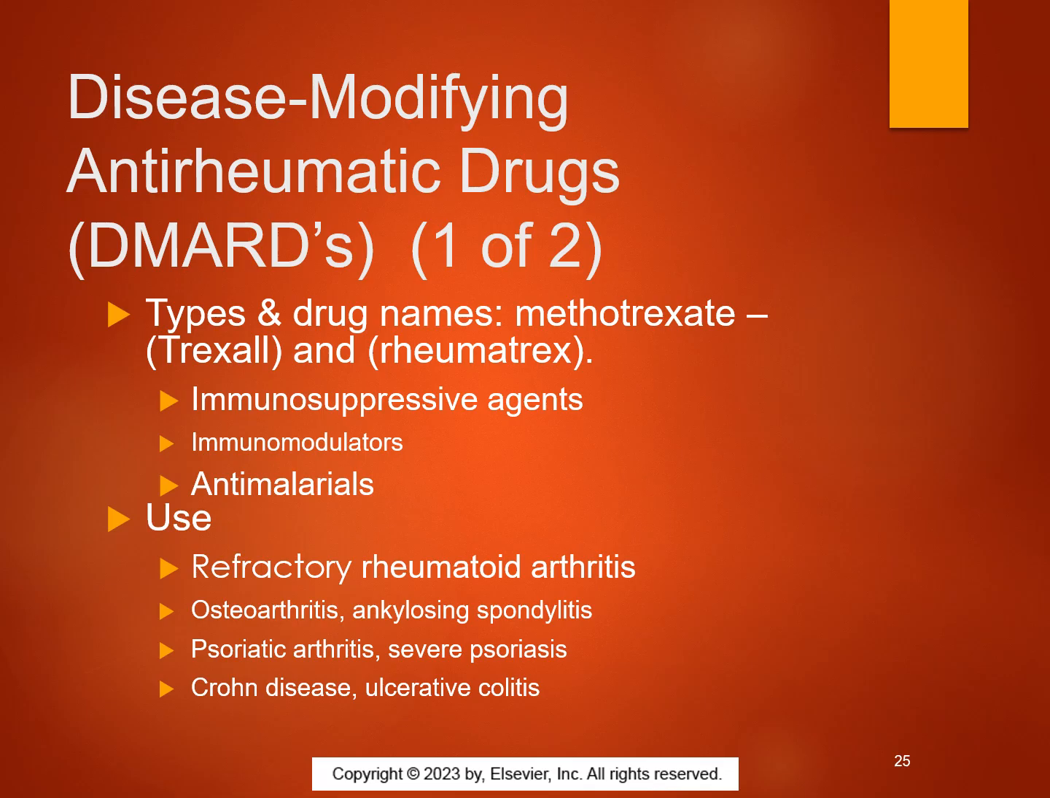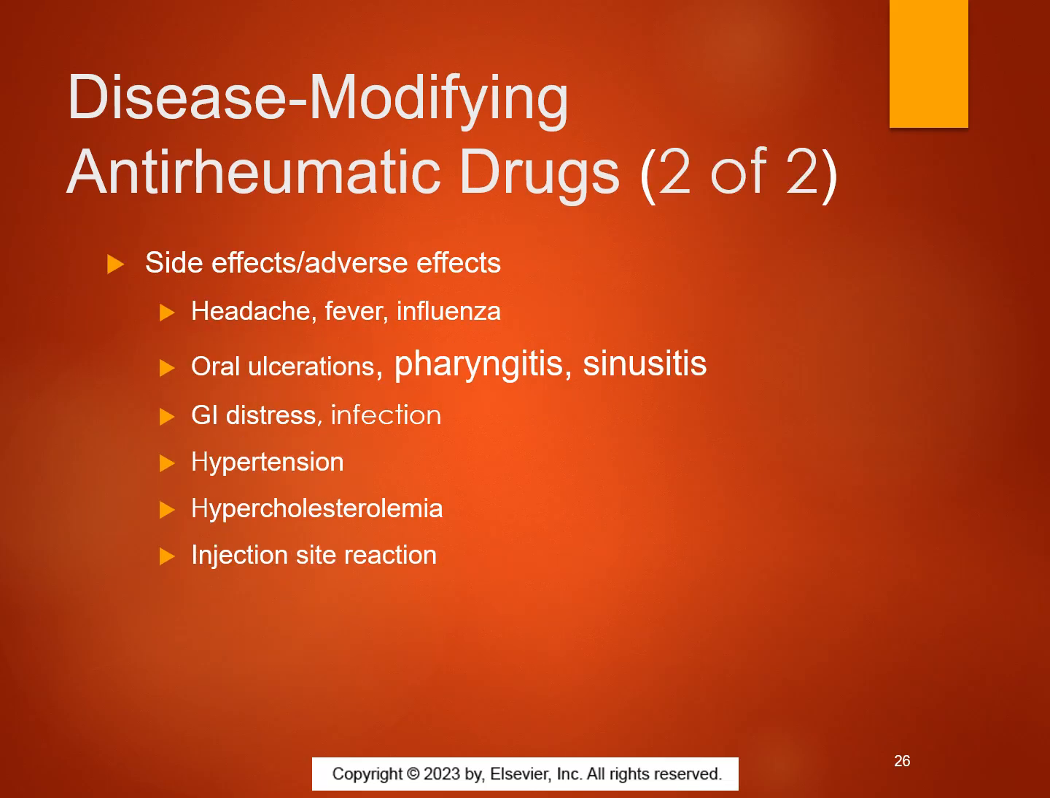Why we prescribe the DMARDs? For refractory rheumatoid arthritis. And when NSAIDs and steroids aren't enough, DMARDs are needed to stop the joint destruction. Osteoarthritis, spondylitis, especially when inflammation is severe or progressive, and this helps preserve their mobility. I apologize, I got cut off on the last slide, but I also wanted to mention DMARDs reduce immune-driven inflammation in the gut in Crohn's disease and ulcerative colitis.